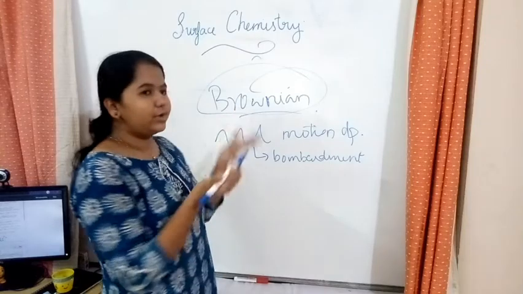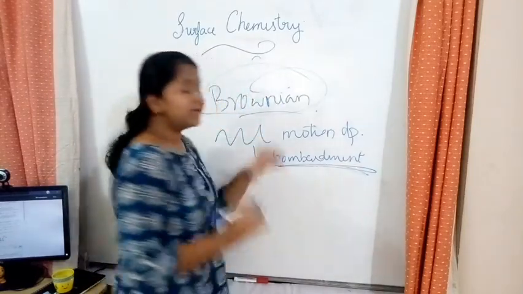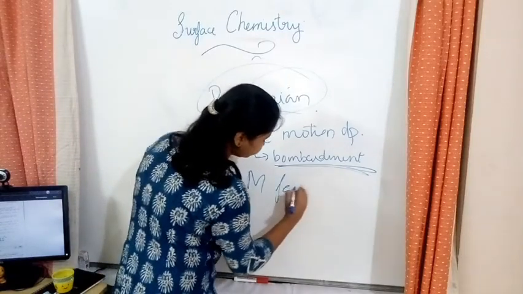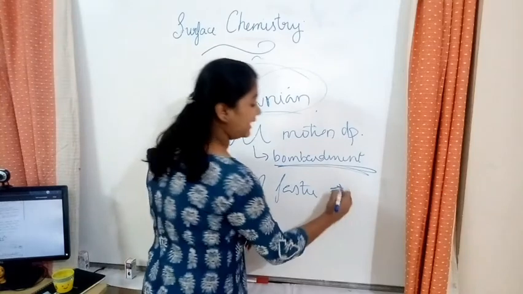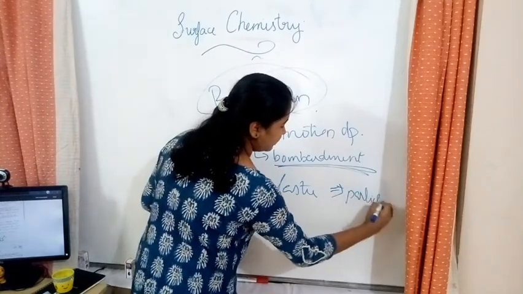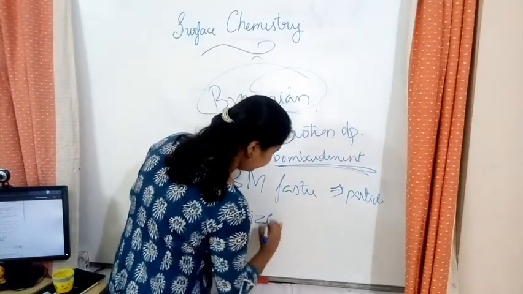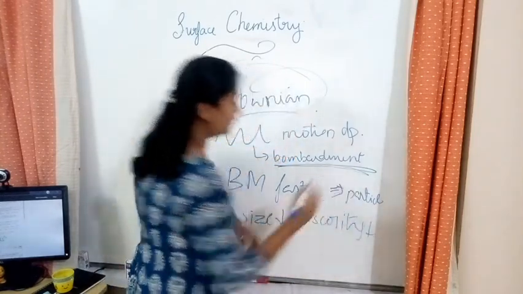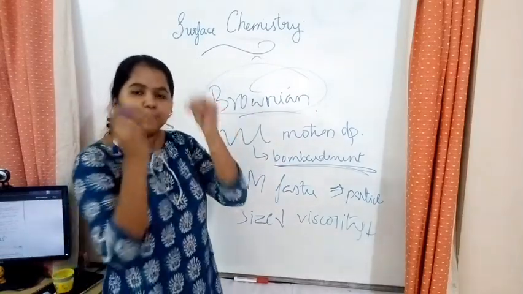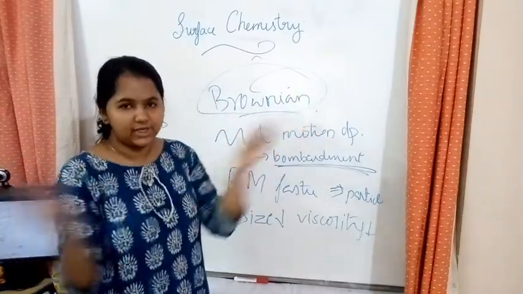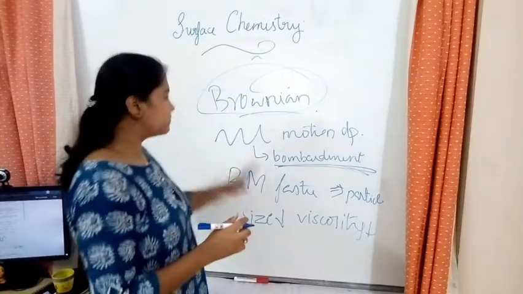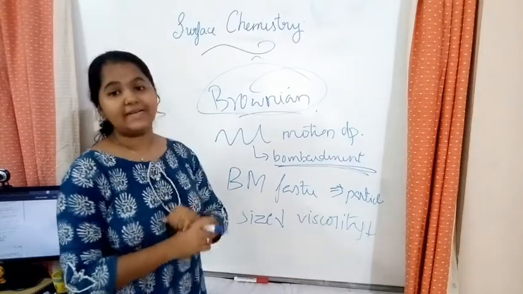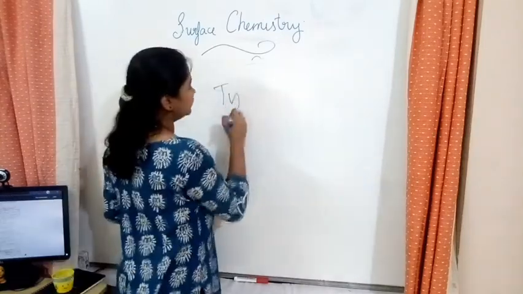To talk about the bombardment, the Brownian movement is faster when the particle size is small and the viscosity of the colloid is also low. When the particles are small, they move faster and hit each other, so there is more of a stirring effect. So that is Brownian movement. And next we'll learn about the Tyndall effect.